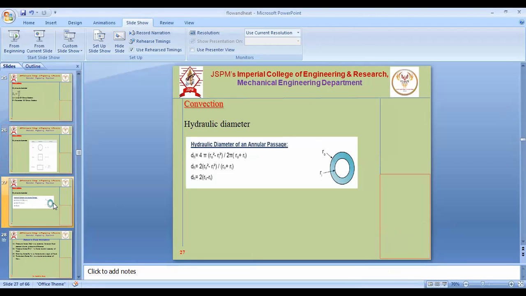Now here I have shown one example of how to calculate the hydraulic diameter. Ri is the inner diameter, Ro is the outer diameter. So we have to take 4A by P. So 4 pi times Ro square minus Ri square, divided by the perimeter. Which perimeter? 2 pi Ro plus 2 pi Ri. If you simplify, it becomes 2 times Ro minus Ri, if your flow is inside the annular passage.